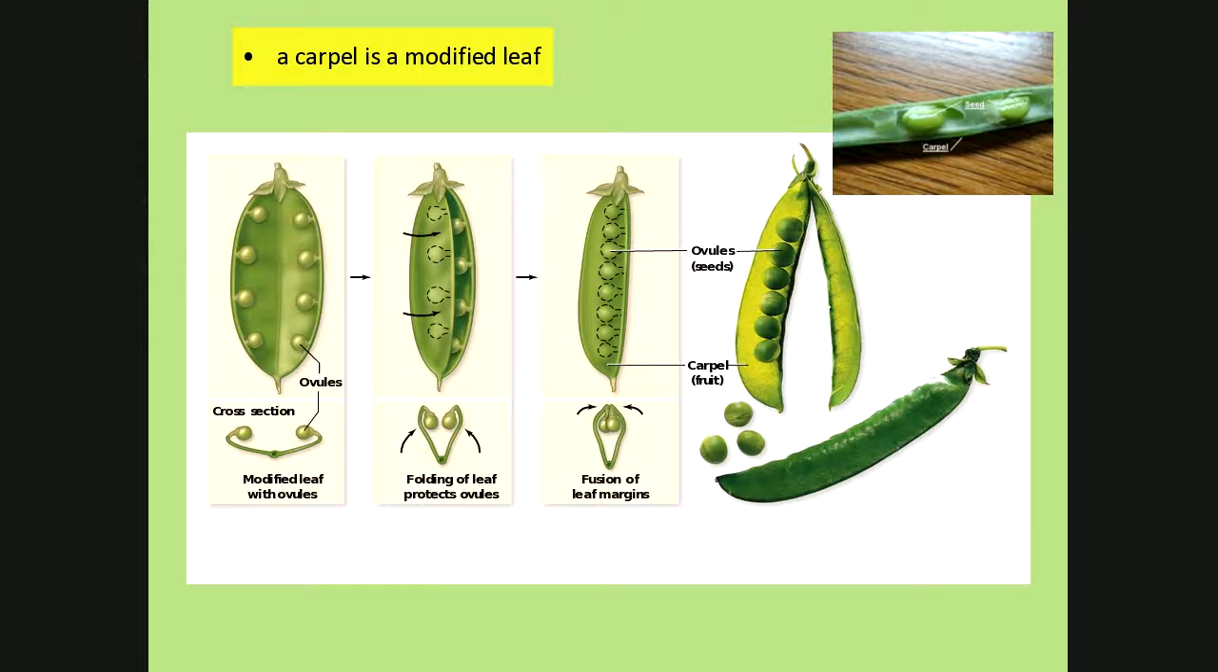All parts of the flower are modified leaves. The sepals are modified leaves, even though they kind of look like leaves. Remember, they're the green things right underneath the petals. The petals, orange and all the weird colors and the cool colors that you get, those are modified leaves. The anther, the stamen, the filament, the male parts, modified leaves.